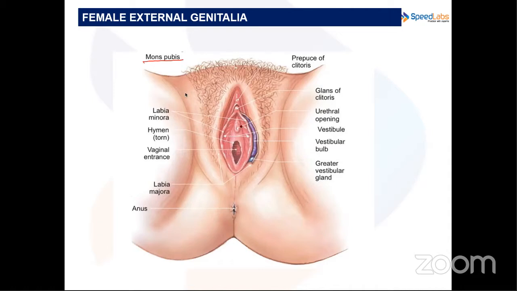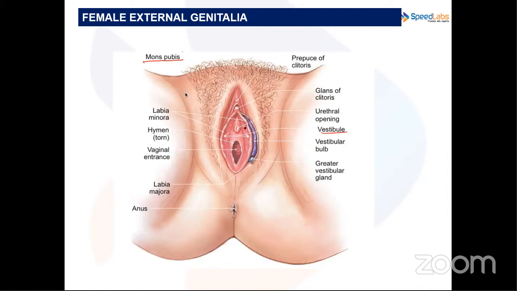And the space enclosed by the labia minora is the vestibule. You can see the vestibule is labeled here. This is also part of the female external genitalia. And the vestibule has a urethral opening and the vaginal entrance or the vaginal orifice. So this is only covered with hymen. And hymen is a porous structure. Blood can flow through the hymen. All right. So these are the important structures.